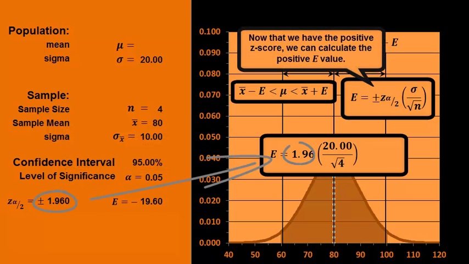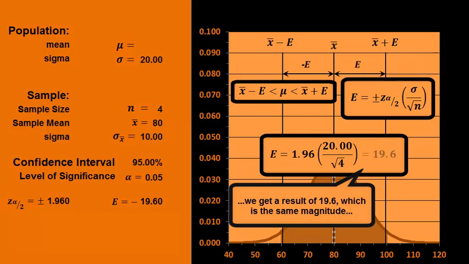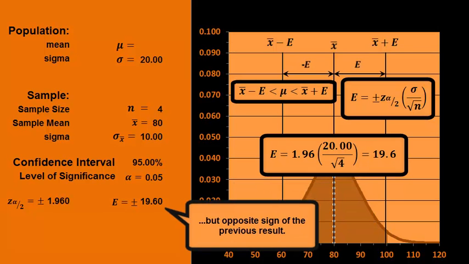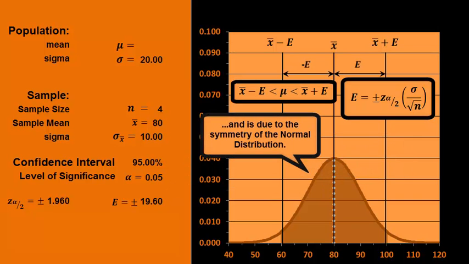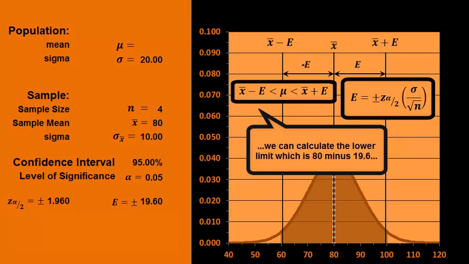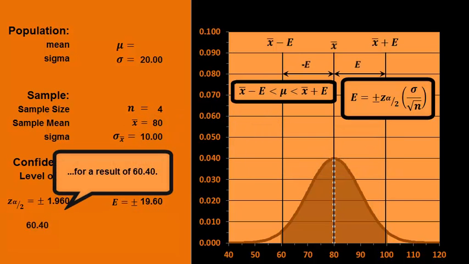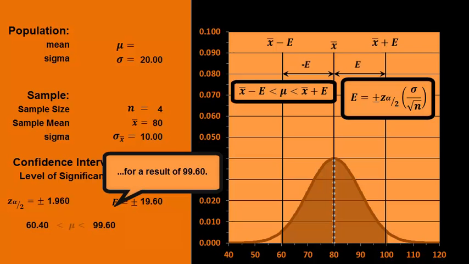Now that we have the positive z-score, we can calculate the positive e value. Using the same value for sigma and sample size as before, we get a result of 19.6, which is the same magnitude but opposite sign of the previous result. This will always be the case for e, the error, and is due to the symmetry of the normal distribution. Now that we have the value for e, we can calculate the lower limit, which is 80 minus 19.6, for a result of 60.40. The upper limit is 80 plus 19.6 for a result of 99.60.